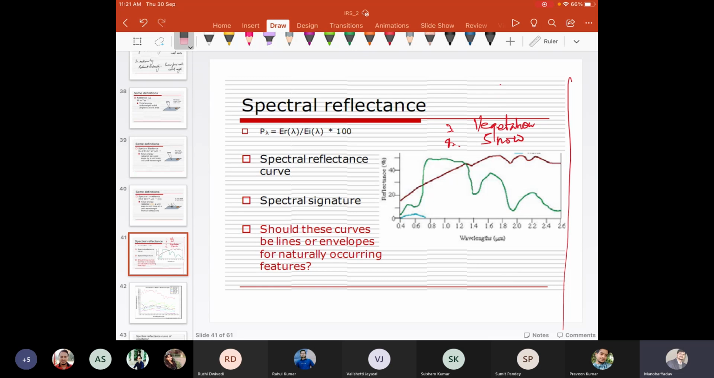I have a query. What do you mean by spectral signature? Who will tell me?